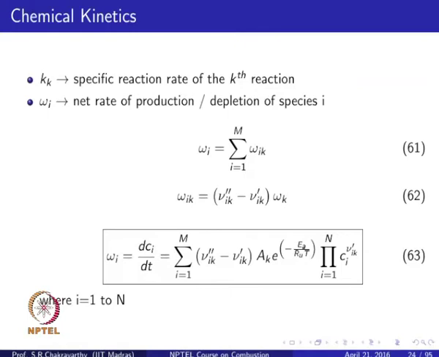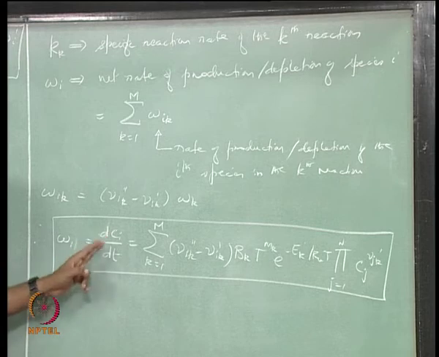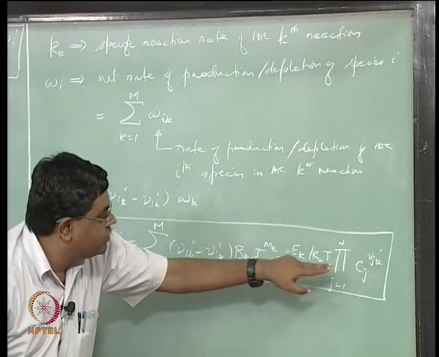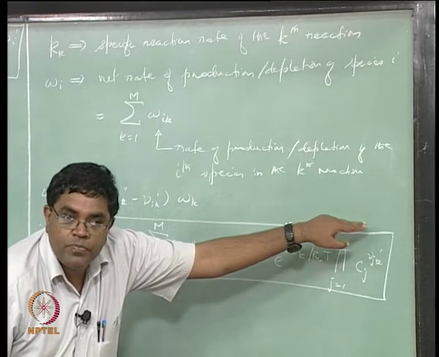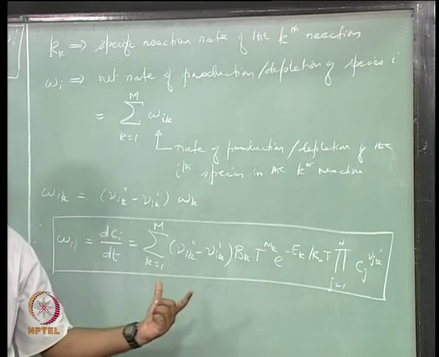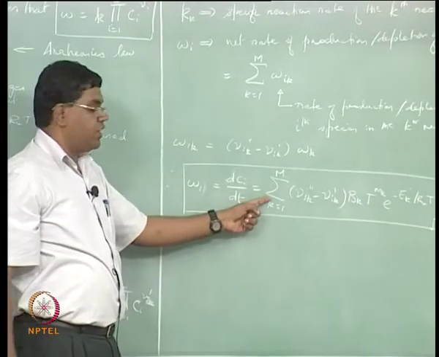What do we have here? You now say dci over dt is equal to a lot of things all put together. We just started learning something, and pretty soon we have all of them collapsed together in one line, and finally you have dci over dt going all the way. You have a product over j equals 1 to N of cj to the nu jk single prime, which means this contains a product of all the species which are reactants in the kth reaction, and you now sum over all the k reactions.